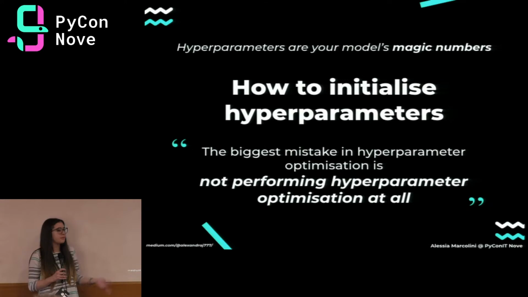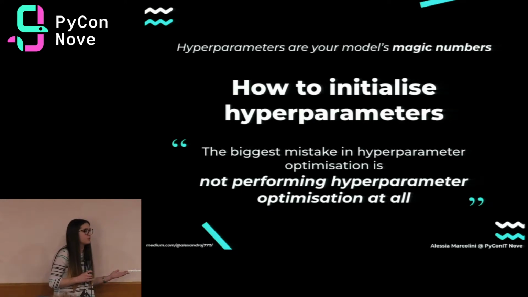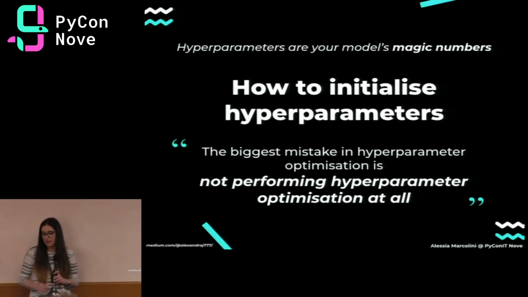By not explicitly setting any hyperparameter, you're implicitly trusting the default hyperparameters that the developer of the model set. So this could be completely wrong for your problem, you don't know. Of course, the biggest mistake in hyperparameter optimization is not performing hyperparameter optimization at all. And if you're not performing hyperparameter optimization, you should start now.